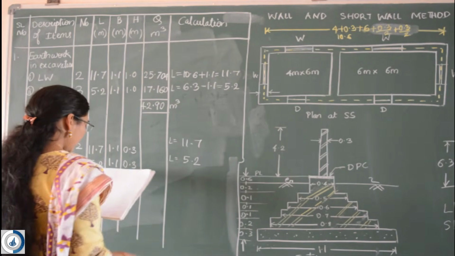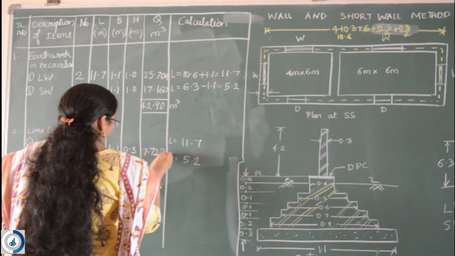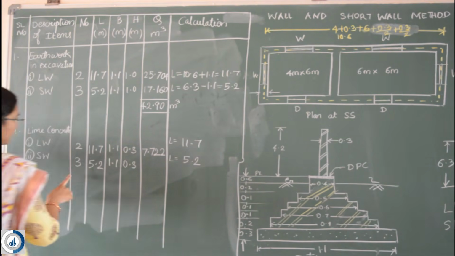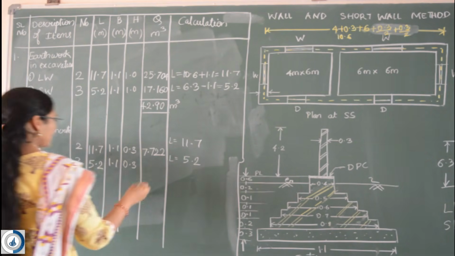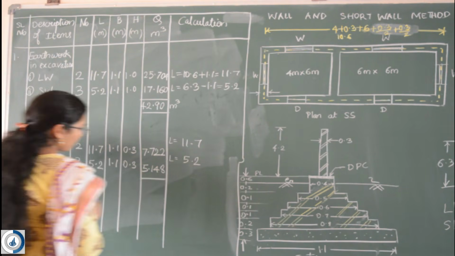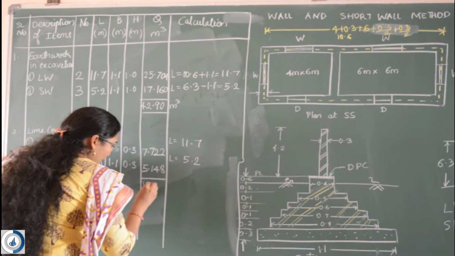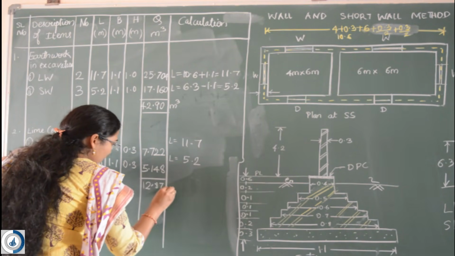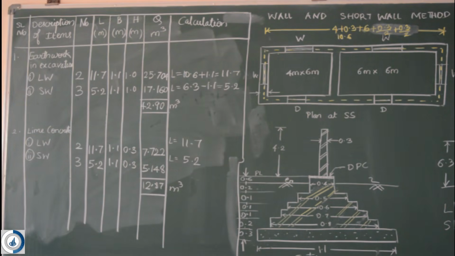So that value is 7.722, and when I multiply 3 into 5.2 into 1.1 into 0.3, it is 5.148. With these two values we have to add up, so we will be getting 12.87 meter cube. So this is the quantity of lime concrete required for this particular plan.